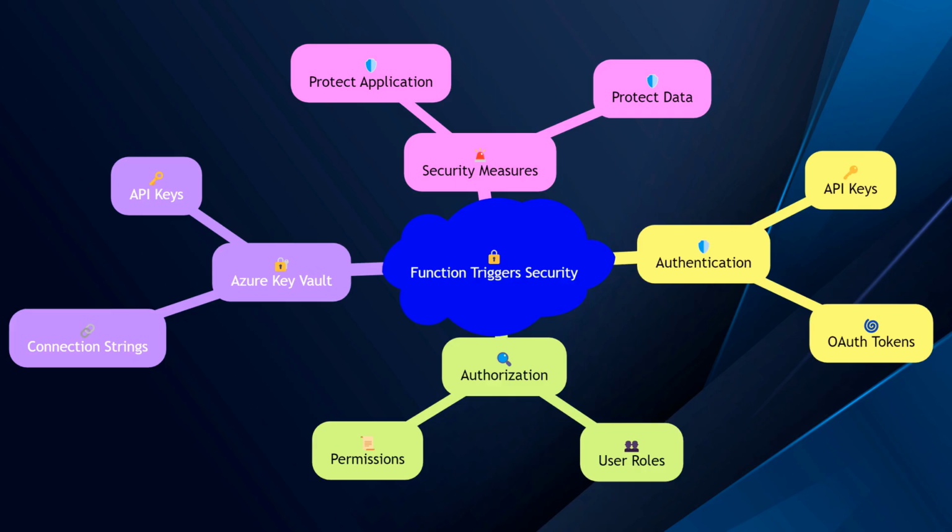When implementing function triggers, it's important to consider security. Ensure that your functions are protected from unauthorized access by using authentication and authorization mechanisms. For HTTP-triggered functions, you can use API keys or OAuth tokens to secure access. Additionally, consider using Azure Key Vault to manage sensitive information such as connection strings and API keys. Implementing proper security measures helps protect your application and data from potential threats.